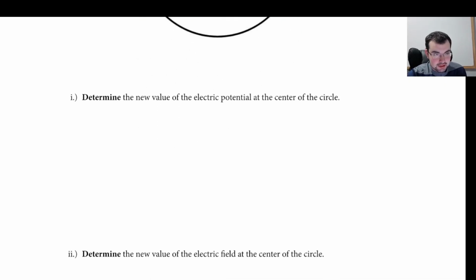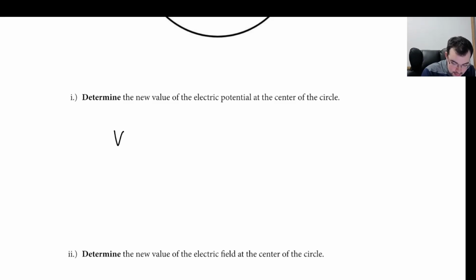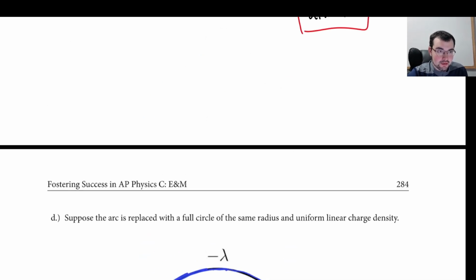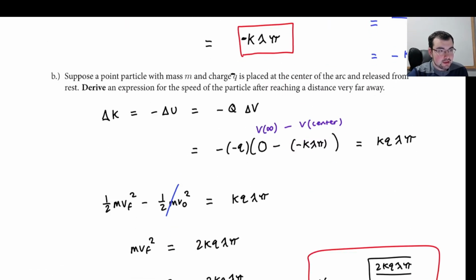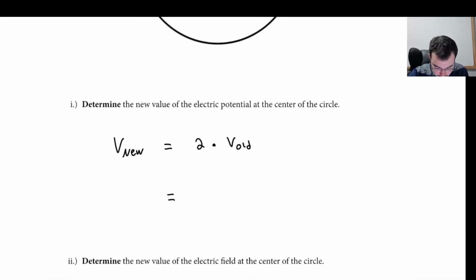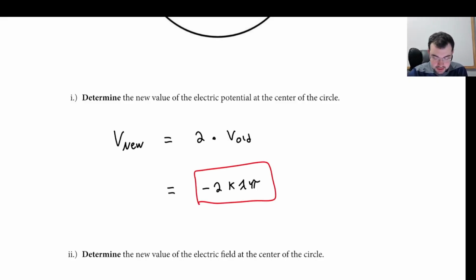So for the potential at the center of the circle, all I did is I just gave another arc of the same parameters that's directly below it. So my new potential is just going to be 2 times the old potential. Because it's the same distance, I just literally doubled the amount of charge that can be seen a distance r away. So instead of negative k lambda pi, we're going to get negative 2 k lambda pi. This potential is a scalar.